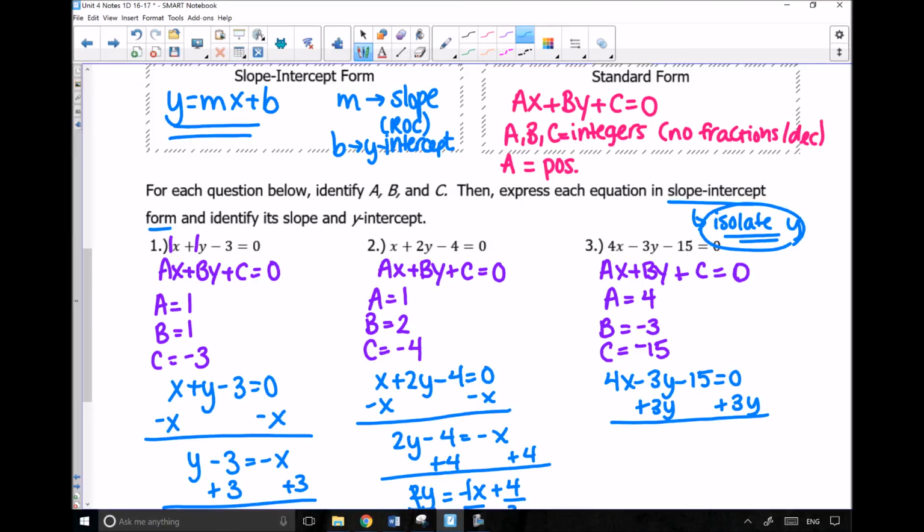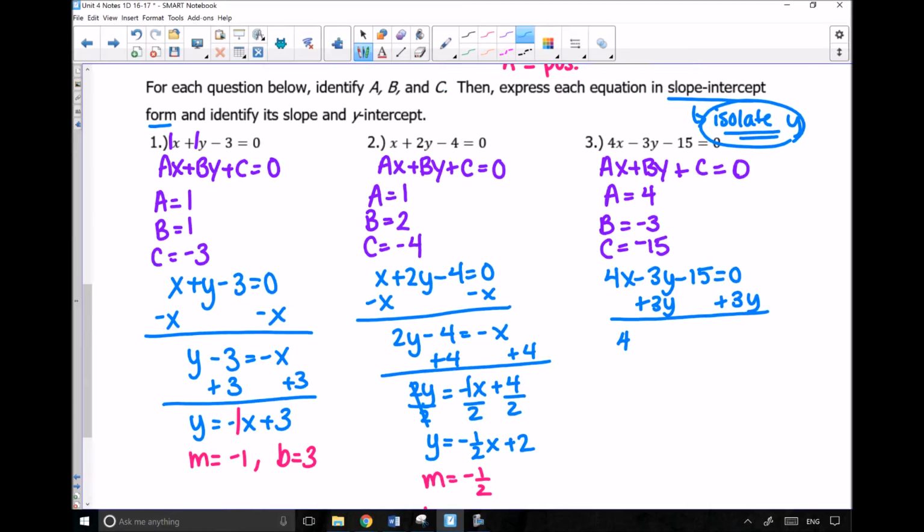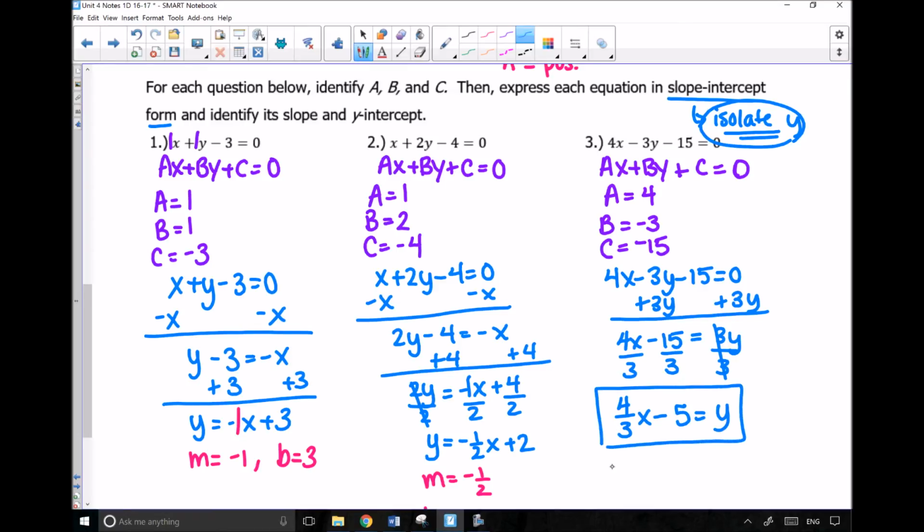That'll make our lives so much easier. So this ends up being 4x minus 15 equals 3y. Okay, so then we're going to divide everything by 3 to get that y alone, and when I do that, I end up getting a fraction, and I can't divide it evenly, so I'm going to leave it as 4/3 x, and then 15 divided by 3 is 5, so I get y equals 4/3 x minus 5. Therefore, my m is going to be 4/3, and my b is going to be -5.